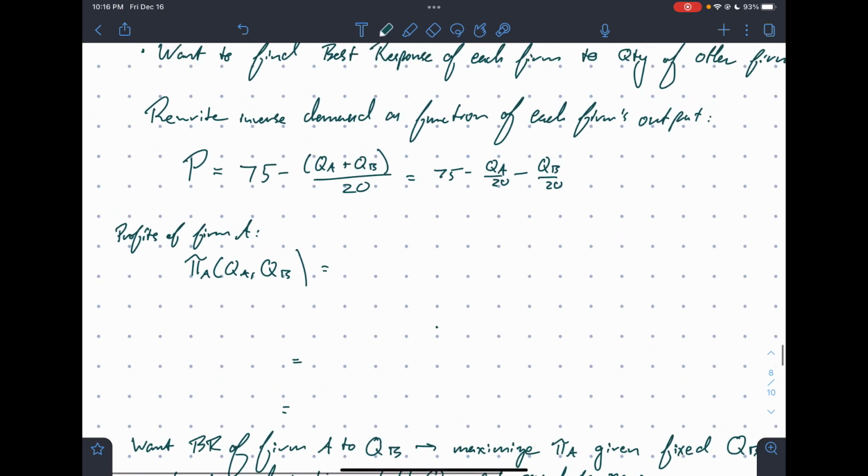Now we're going to use this to find the profits of firm A of producing QA when firm B produces QB. The profit is going to be revenue minus cost. Breaking that down further, it's the price that firm A gets times the quantity they sell, minus their cost of producing that quantity. So it's going to be 75 minus QA over 20 minus QB over 20. This is their price.